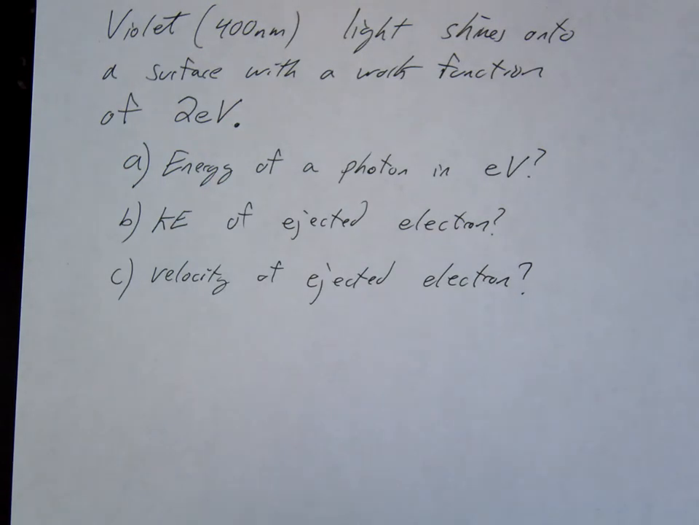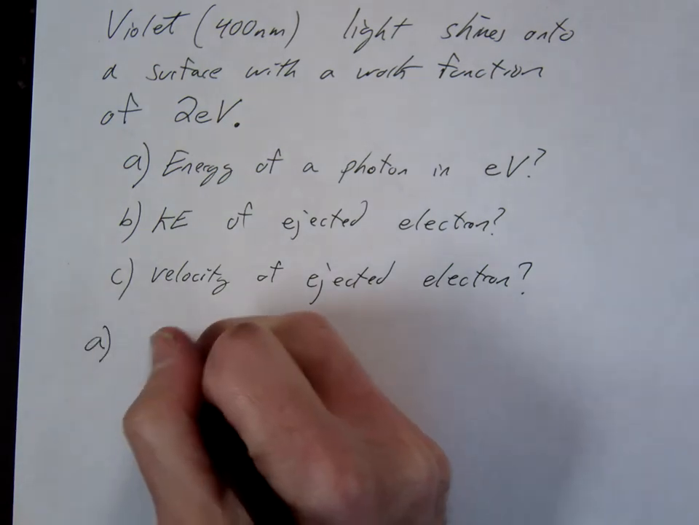Alright, so we have some violet light. We're going to shine it onto a photoelectric surface that has a certain work function, 2 electron volts. We want to calculate a few things. So the first thing is, let's calculate the energy.